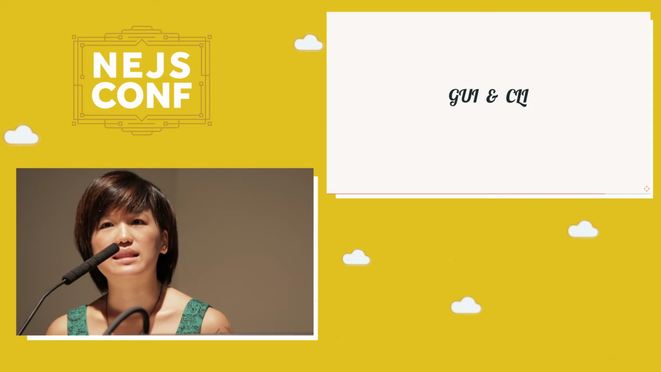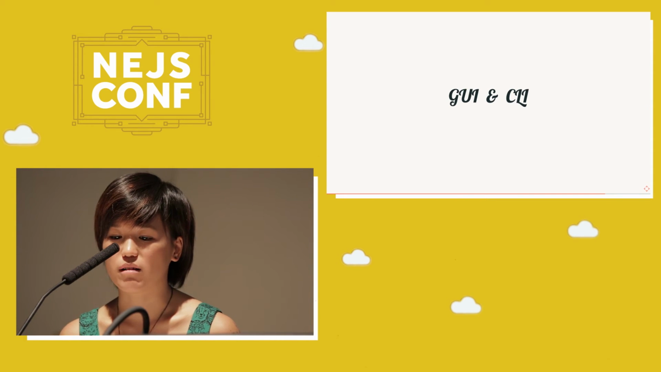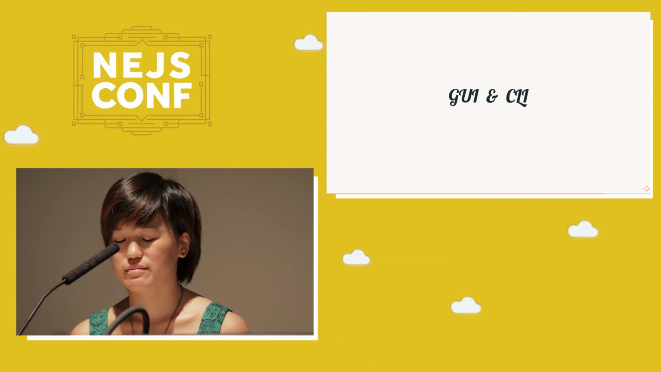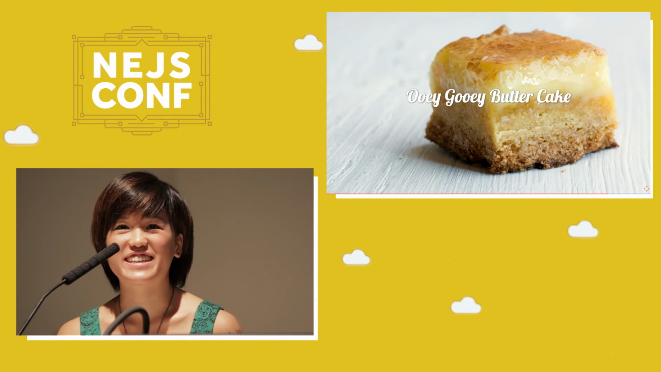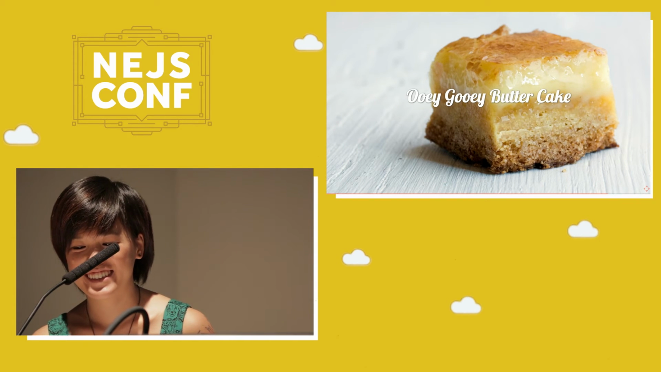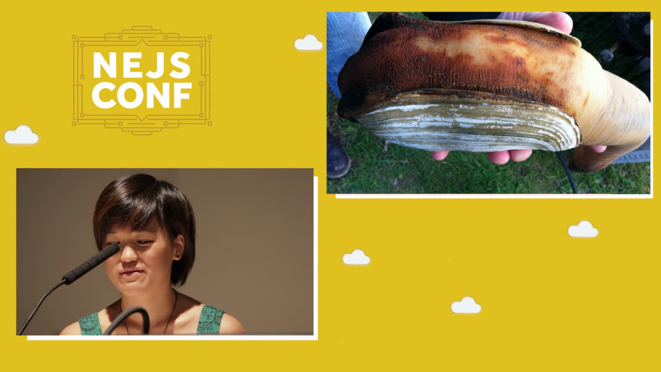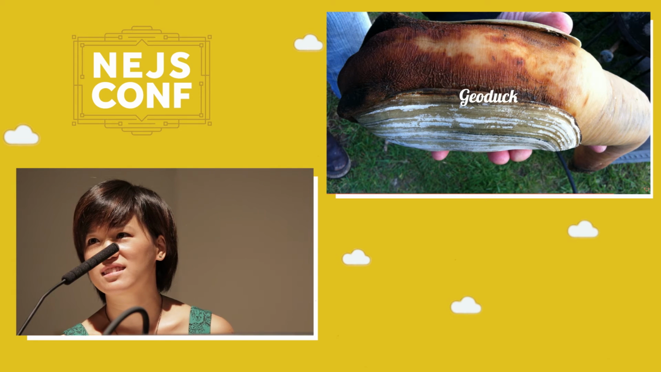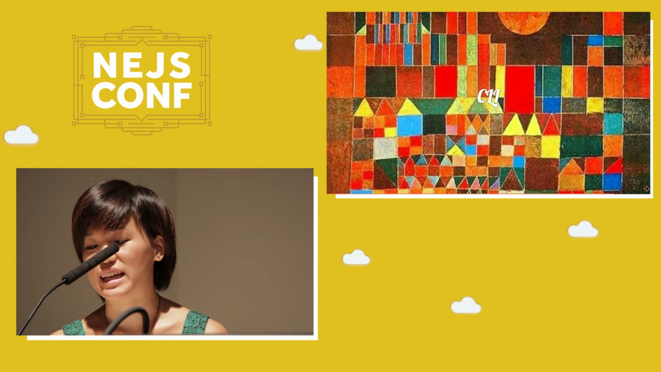Next is GUI and CLI, which I like to call Clee, because if we call it Gooey, why can't we call it Clee? So when I hear GUI, the first thing I think of is ooey gooey butter cake, and I get really hungry. Or I think of a geoduck, which is a bivalve that lives in the ocean. But this is how you spell it. And then when I hear CLI, I think of the painter Paul Klee.